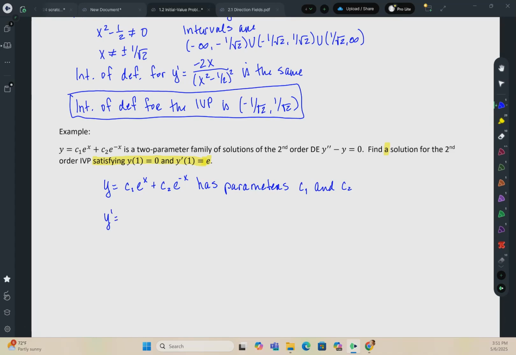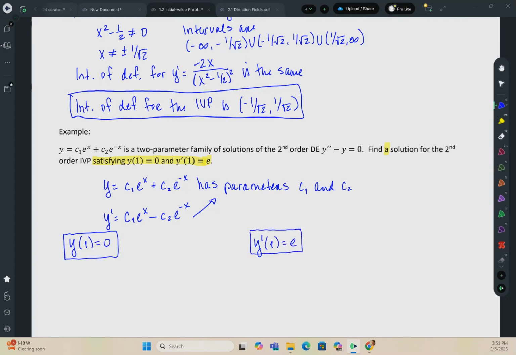Taking the derivative, remember c1 and c2 are constants. The derivative of e to the x is e to the x. So y prime is c1 e to the x. And then the derivative of e to the minus x is minus e to the minus x. So I get a minus c2 e to the minus x. Okay, so it also has the same parameters as y, which are c1 and c2. So first I'll deal with y of 1 is equal to 0 and see what that gives me. After that, I will deal with y prime of 1 is equal to e and see what that gives me.